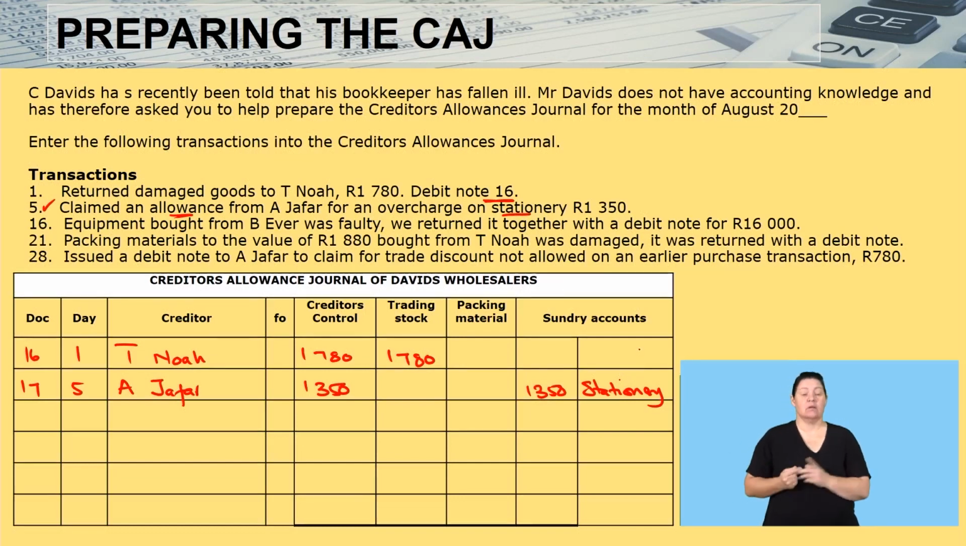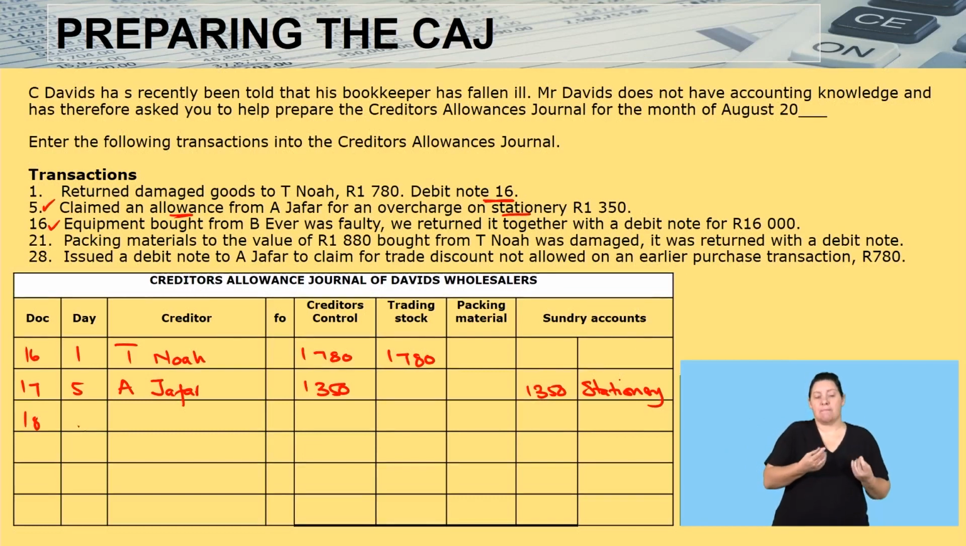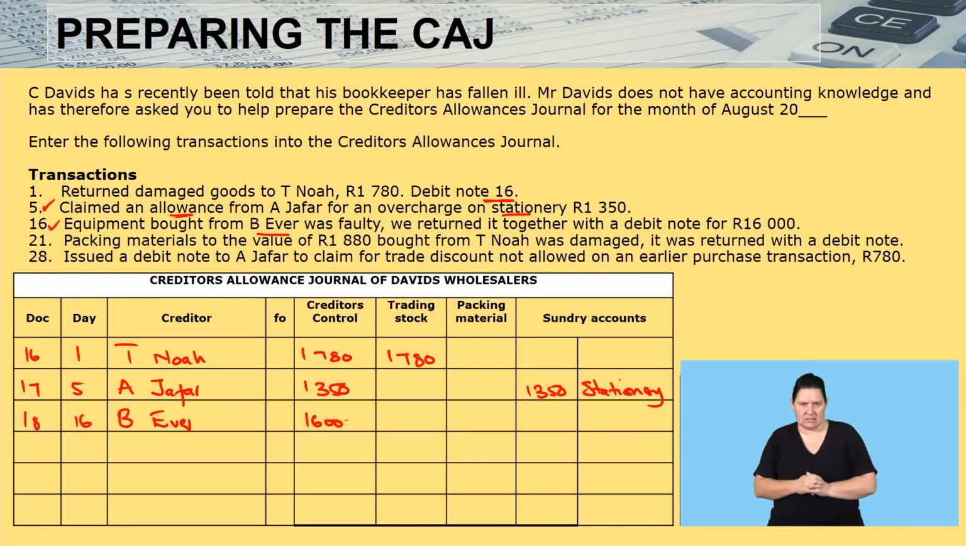The next transaction, dear learners, is on the 16th, and then my document will be 18. It reads: equipment bought from B. Ever was faulty. We returned it together with a debit note for 16,000. B. Ever comes here. How much was it for? 16,000. What was this? Equipment. So I come to my sundry accounts, 16,000, equipment.